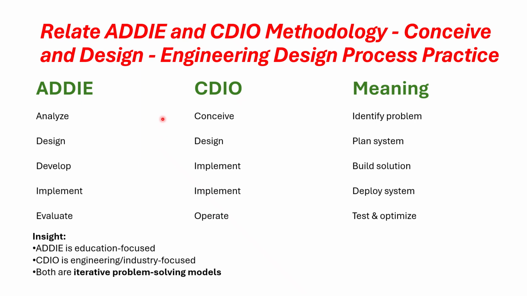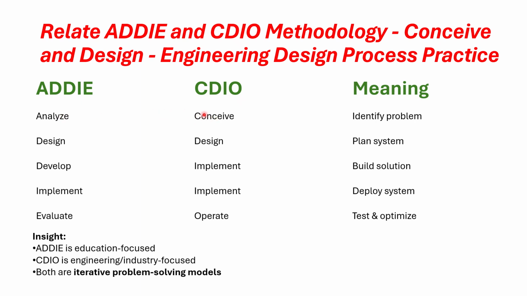If you relate the ADDIE model and CDIO methodology with respect to conceive and design, the ADDIE model has a total of 5 phases: analyze, design, develop, implement and evaluate. But the CDIO model has only 4 phases. Now you can see the meaning of the ADDIE model and CDIO model, and how they can be related. In the ADDIE model, the first phase is analyze, and in the CDIO model, the first phase is conceive.